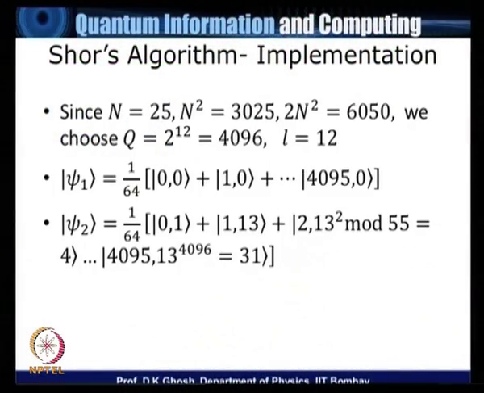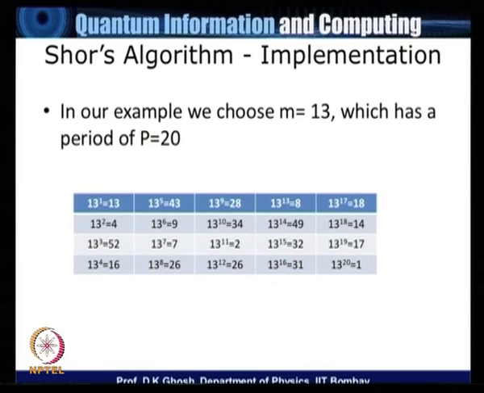We had chosen, for illustration purpose, n equal to 55 and m equal to 13, and we had given you a table of various powers of 13, and we had seen that in this particular instance, the number 13 has a period which is equal to 20. But we will assume this to illustrate how one proceeds with this algorithm.